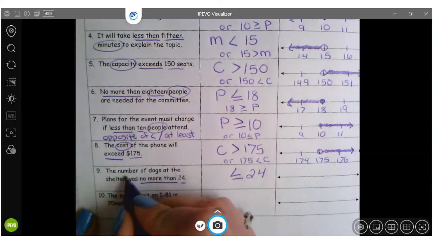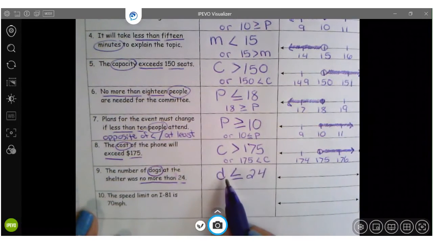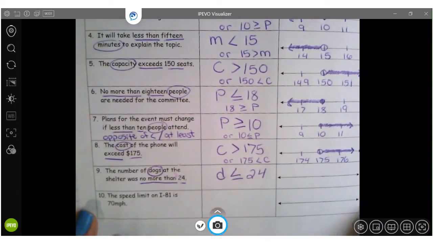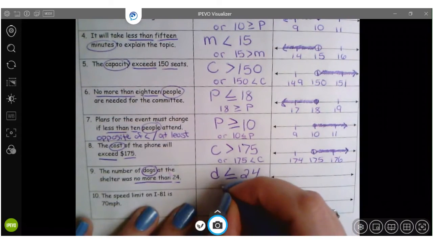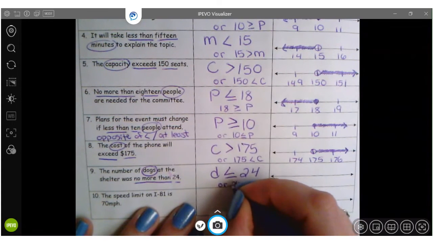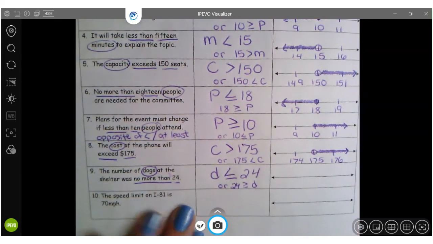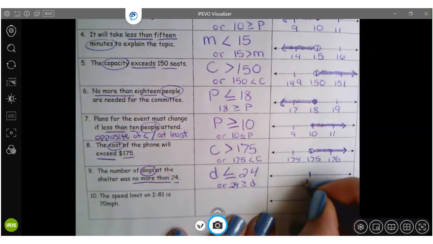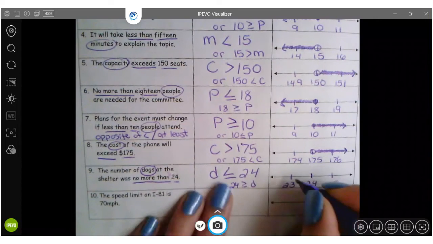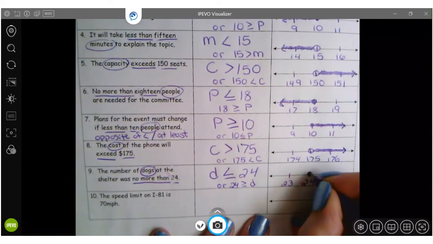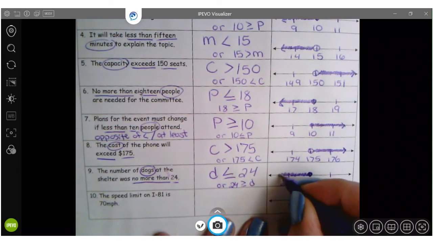And you could do D for dogs or N for number of dogs. I'm going to do D for dogs. So the number of dogs, or D, is less than or equal to 24. Could have been 23 dogs, 24 dogs, but not 25. Or you can write it 24 is greater than or equal to D, the number of dogs. I'm going to put 24 in the middle of my number line, 23 to the left, 25 to the right, a closed circle on 24, and I'm going to shade to the left because those values are less than 24, or those values are no more than 24.